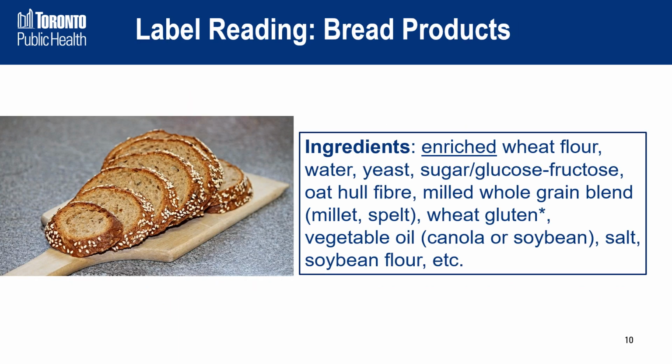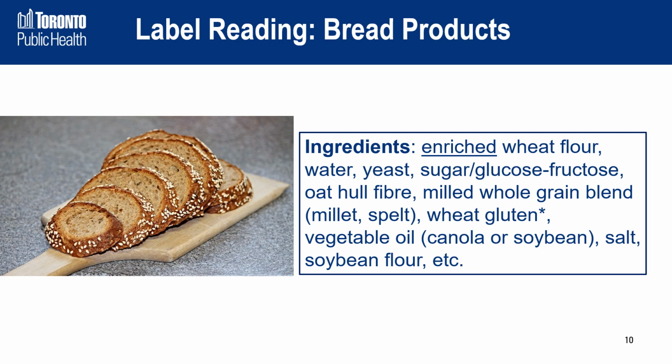Let's look at examples of how to choose whole grain foods by reading food labels. To find out what is really in this product, start by looking at the ingredients. What is the first ingredient? It is enriched wheat flour. This is not the same as a whole grain.